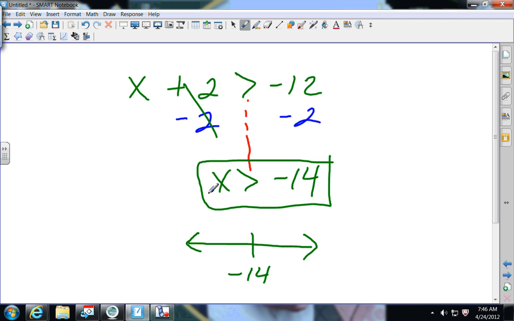So now, if I wanted to graph this, at negative 14, I would put an open circle or a closed circle. What would I do? Open. This symbol is greater than, shade to the right.